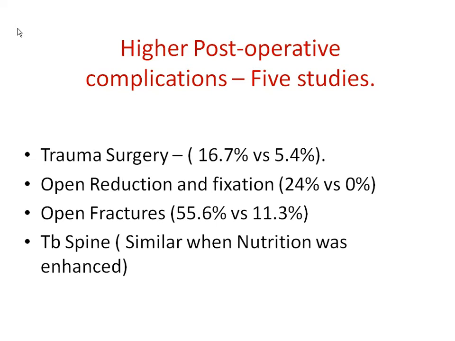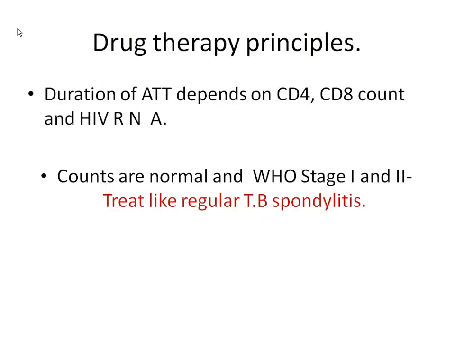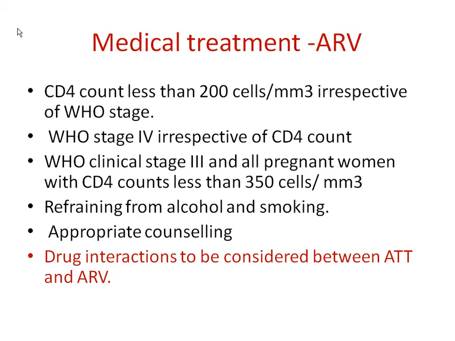But the last study on TB spine by Dr. Govender et al. from South Africa has proved that if the patient has got good nutrition and a good CD4 count, then the surgical results are not different. So it all the more makes sure that you need to get these patients on good nutritional status. So patients who have got normal counts and WHO stage 1 and 2, treat them like any other spinal tuberculosis.